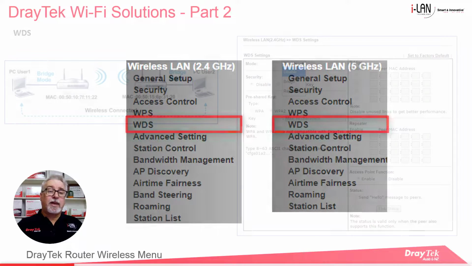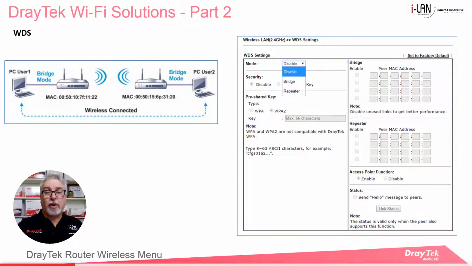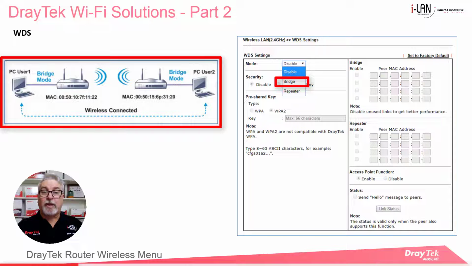WDS. WDS, Wireless Distribution System, is a protocol used to wirelessly connect access points, APs, or wireless routers. It can be used to wirelessly bridge two LANs or extend the coverage of a wireless LAN. 2 modes are available. The first is bridge mode, which means packets received from a WDS link will only be forwarded to local wired or wireless hosts.